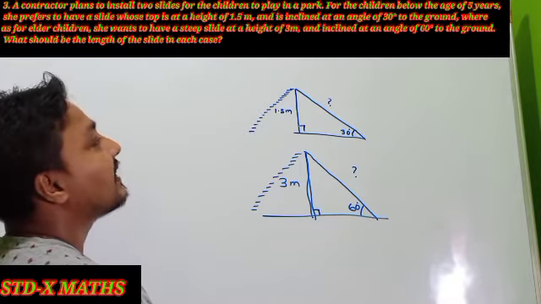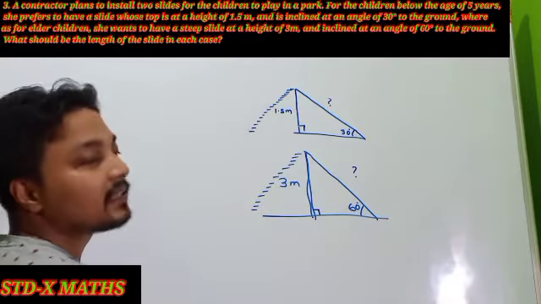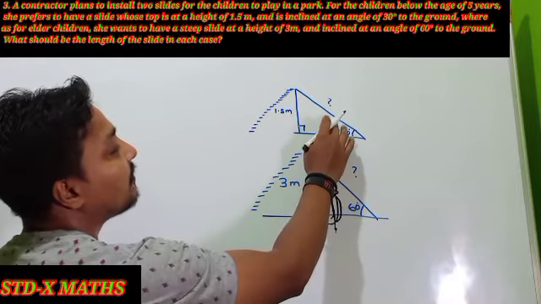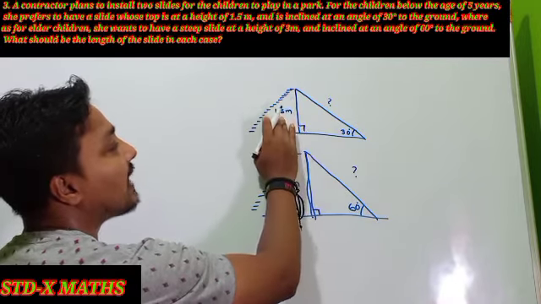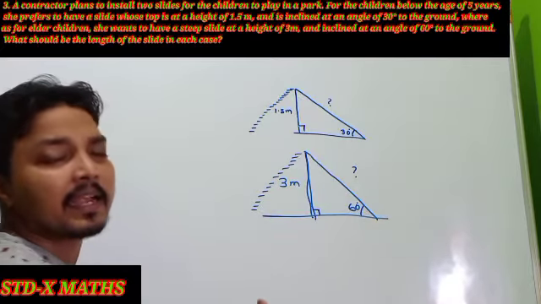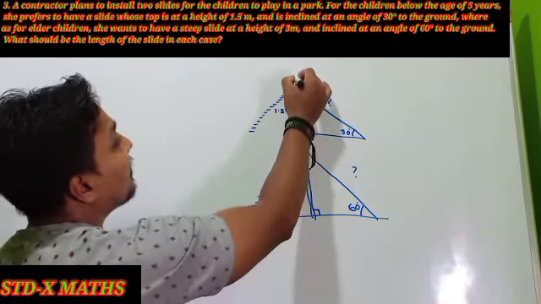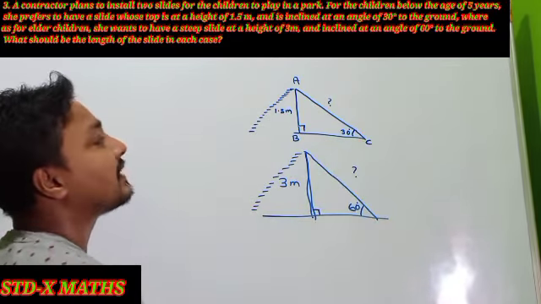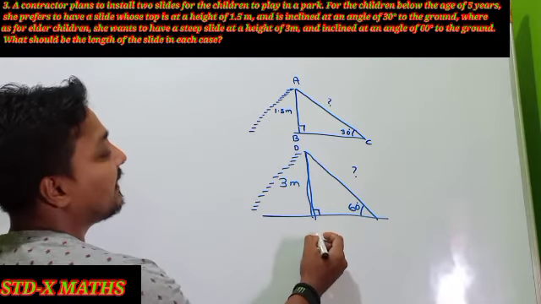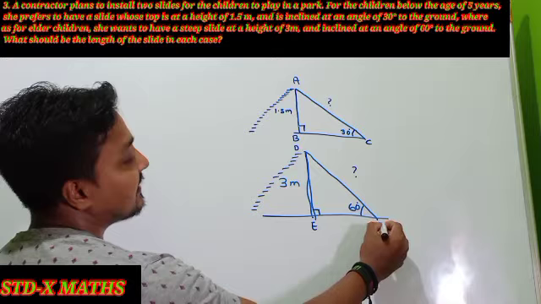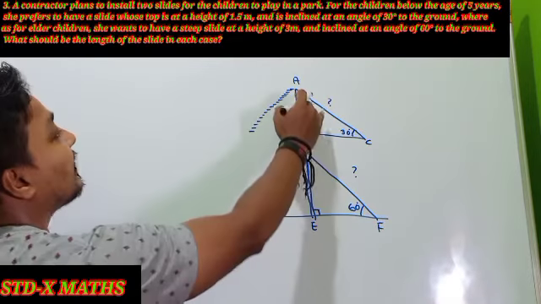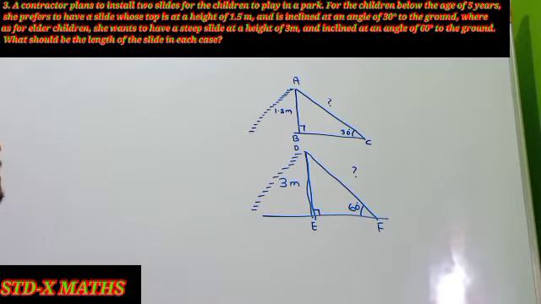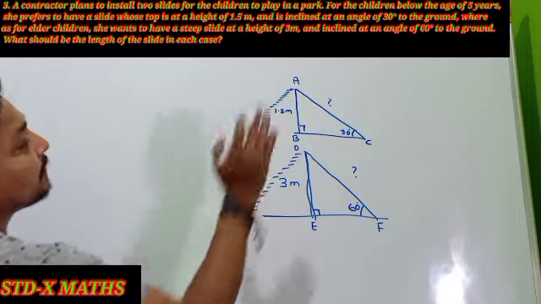Whenever in any right angle triangle one acute angle is given and one of the sides is given, we can easily find the other side. Suppose I name this A, this B, this C, and this D, this E, and this F. You have to consider this triangle to find the length of the slide for below 5 years.